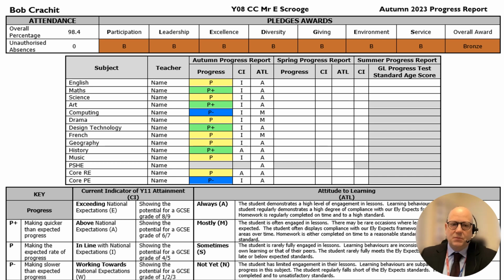So this child in PE is not making as much progress, and that could be for a whole myriad of factors, but their attitude to school is excellent, and attitude to PE is excellent. This one here in computing, they're also a P minus, but their effort and attitude to learning is mostly. So it might just be that they're doing a really challenging piece of work at the moment. If your child has 1 or 2 P minuses, that's not necessarily something to be concerned about, but I will explain what you can do with that in the next couple of slides and how as parents you can take action.